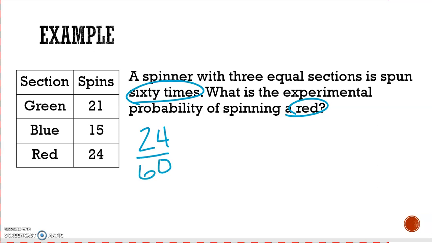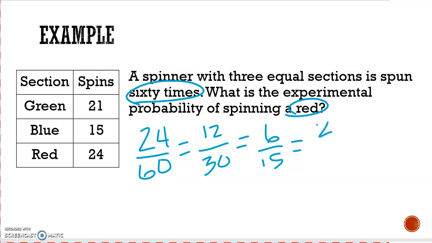So we are going to make a fraction. Now remember, it doesn't tell us in the question to simplify, but we always simplify when it says probability. It's implied that you have to do that. So if we take half of each, we have 12 over 30. Take half again, we have 6 over 15. We cannot take half again because we have a 15 in the denominator, but we can divide both of these by 3. So 6 divided by 3 is 2, and 15 divided by 3 is 5.